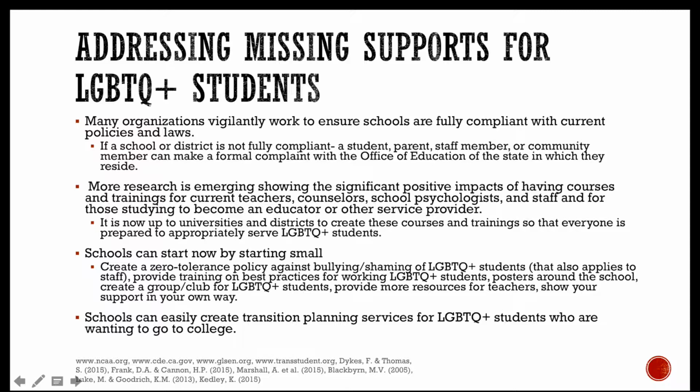Schools can start now by starting small. Create a zero-tolerance policy against bullying and shaming of LGBTQ+ students that also applies to staff, provide training on best practices for working with these students, put up posters around the school, create a group or club for LGBTQ+ students, provide more resources for teachers, and show your support in your own way. Schools can easily create transition planning services for LGBTQ+ students who are wanting to go to college.